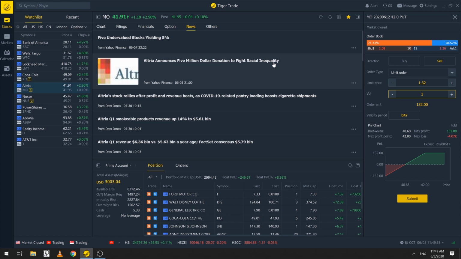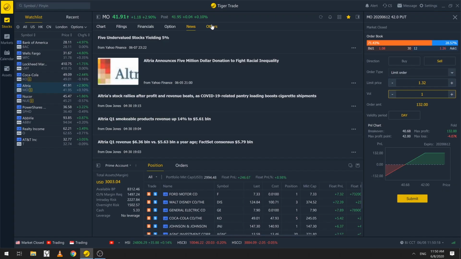In the past, I used to use Google Alerts where I put in the company name or the ticker of the company, and when there's news related to that, it pushes me an email every single week. But with TigerBrokers, it pushes you the news as it's being put out onto the internet. So that's a big plus there.